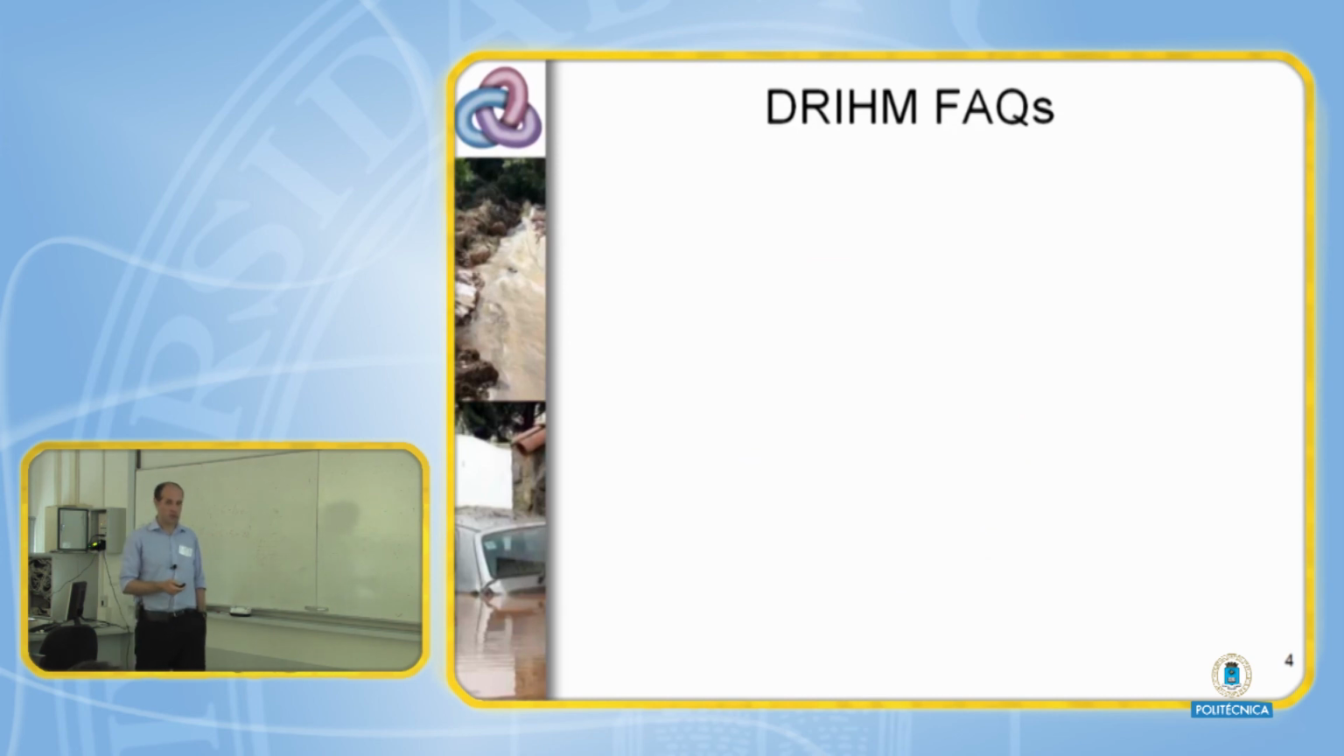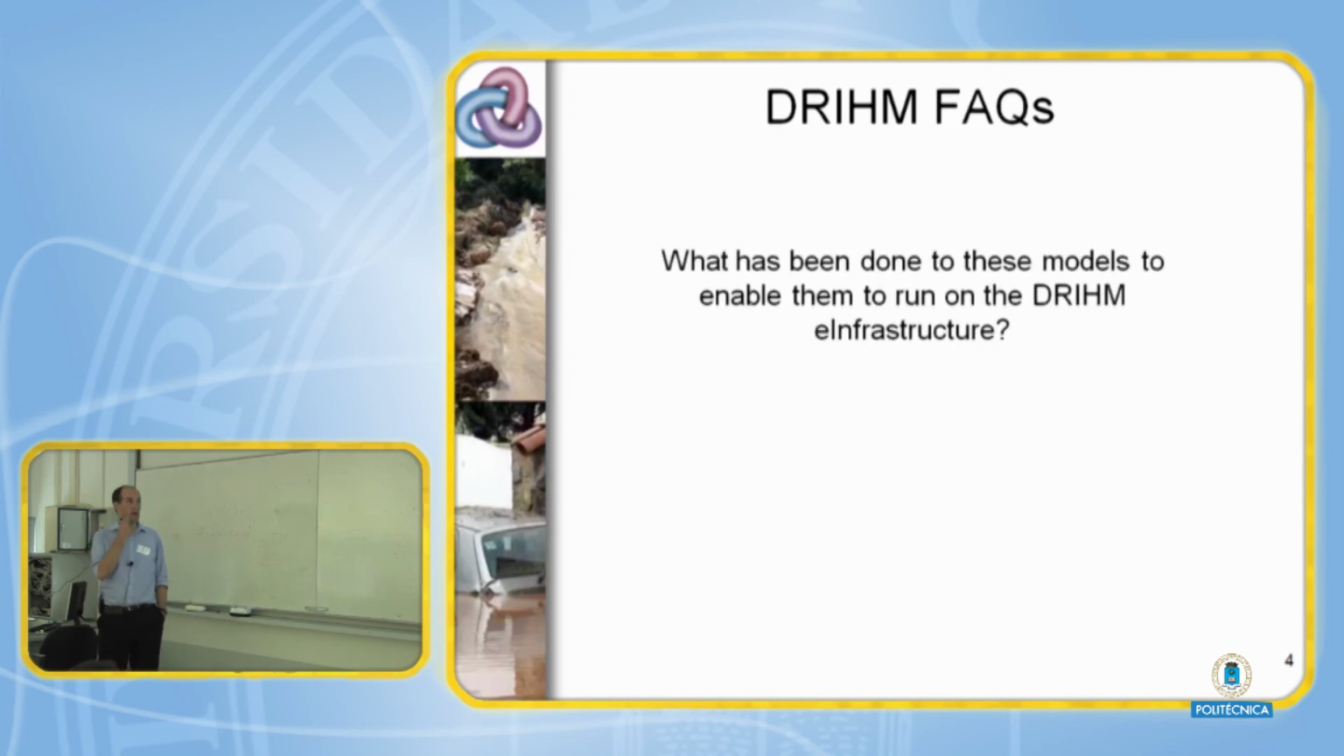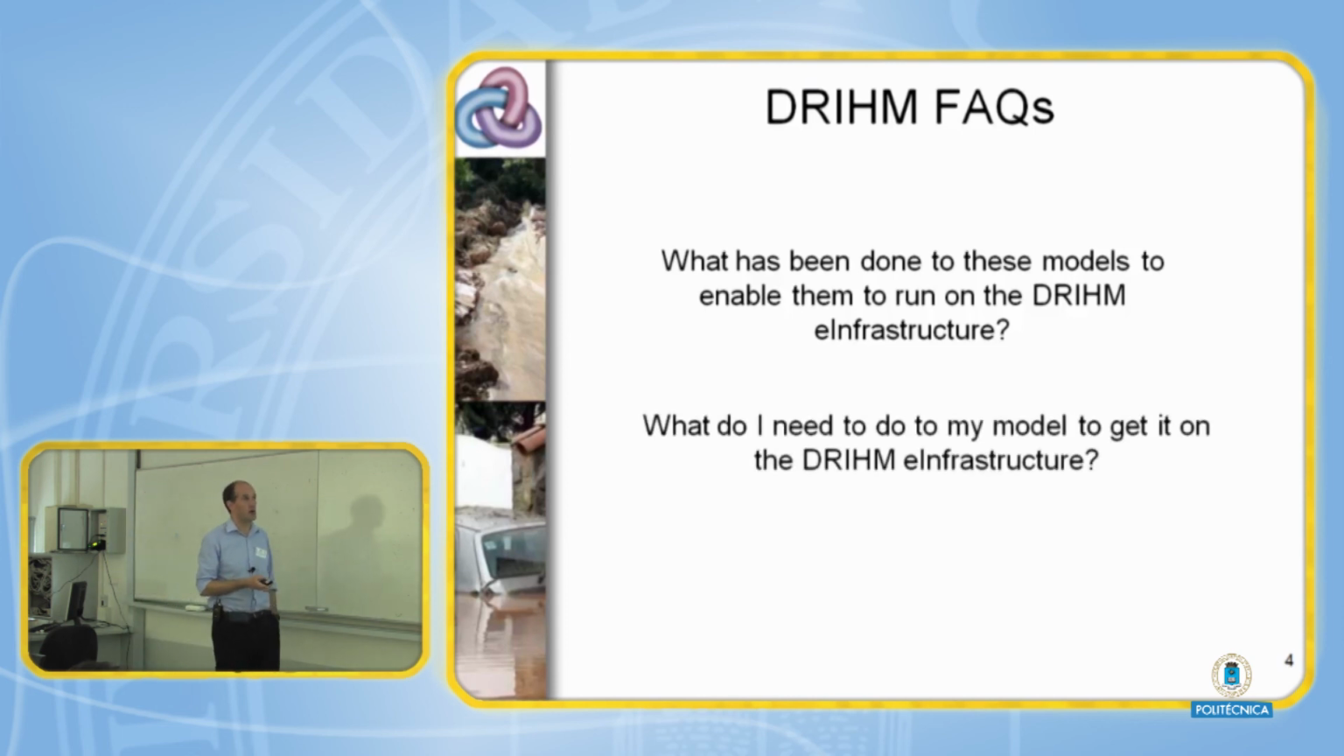So I'm expecting you, if you are a modeler, to have a couple of questions for me at this stage. Firstly, you will be asking, and indeed you'll probably be able to answer part of this, what has been done to these models so that they can run on this infrastructure? And secondly, what do I need to do to my model to get it on the DRIHM infrastructure?